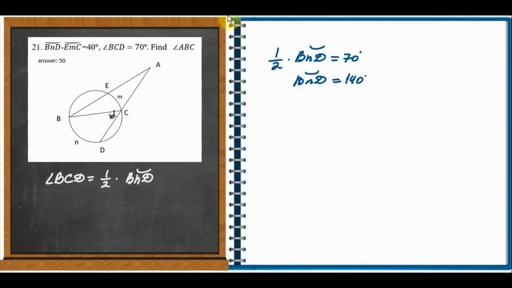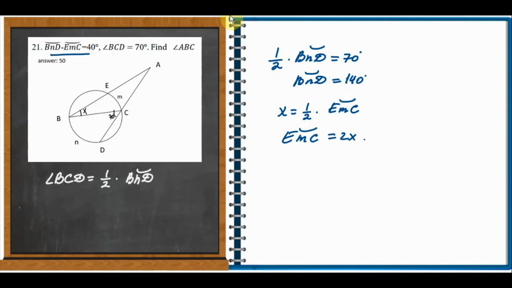Now let's show angle ABC with X. So let's label X on the picture. It's X. In the same way, we can say that X is equal to 1/2 of the degree measure of arc EMC. So we don't know what is EMC, but instead of EMC, we can write EMC equals twice X.